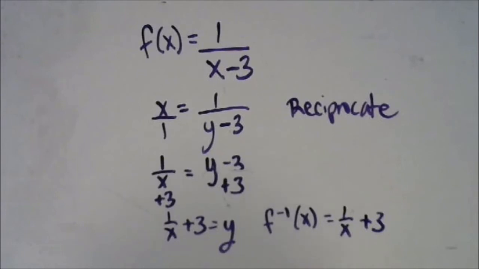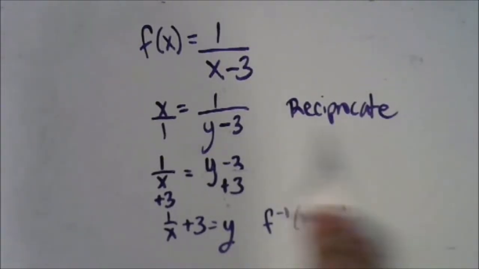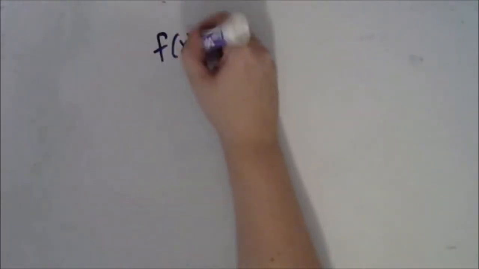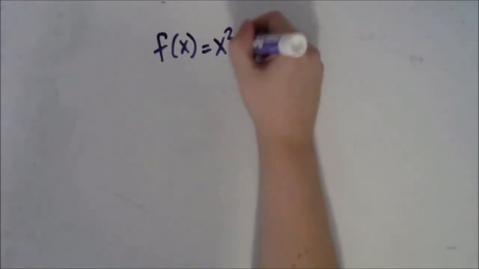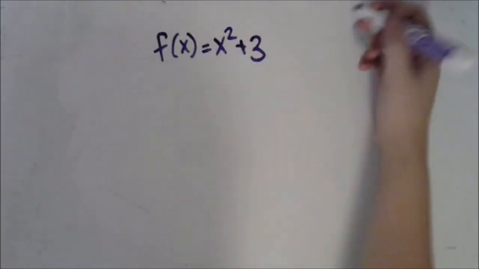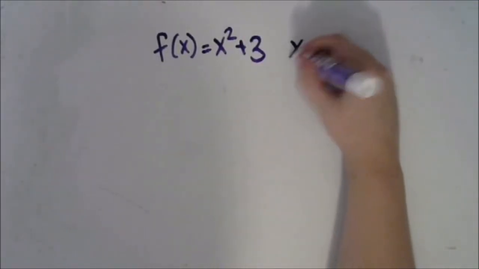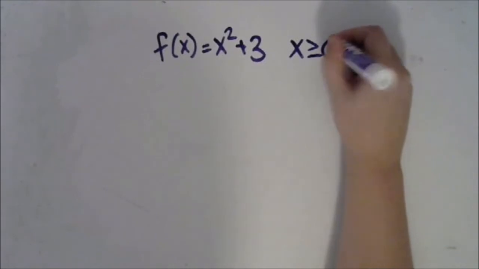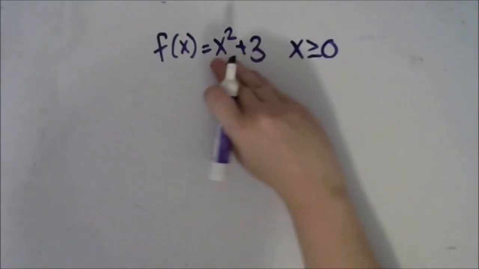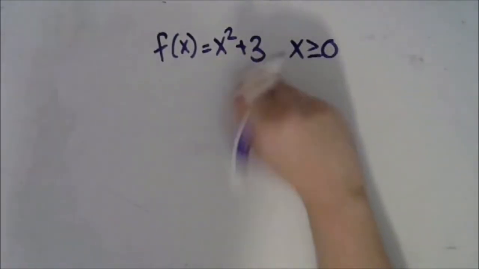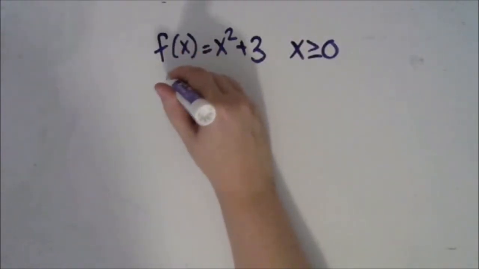Example 10 is a quadratic function. And again, a word of caution is that quadratic functions aren't technically one-to-one. They don't have inverses. The only way to take the inverse of a quadratic is to only consider half of the equation. So we want to know that x is going to be greater than or equal to 0, since this quadratic starts at 0, 3. Then we can switch x and y.